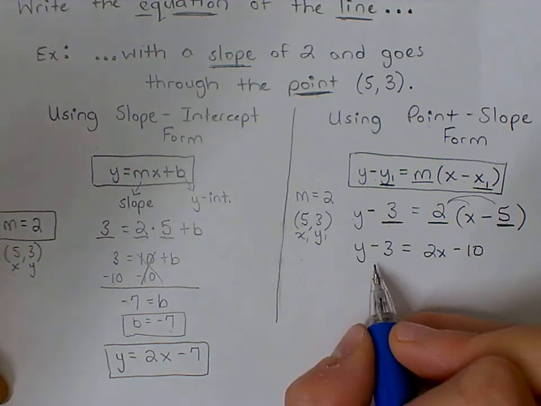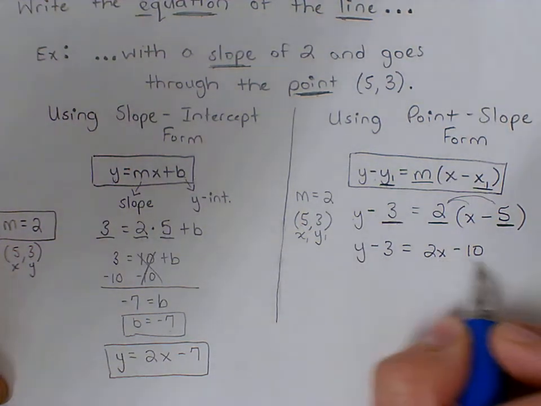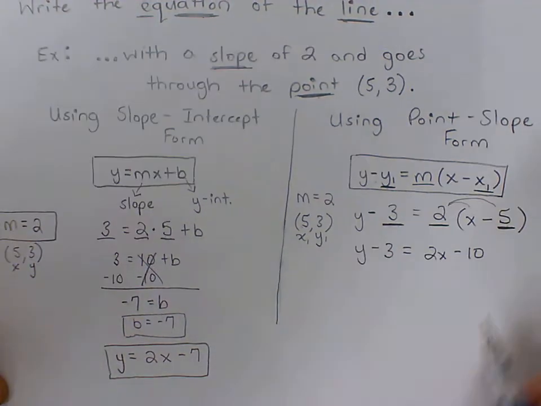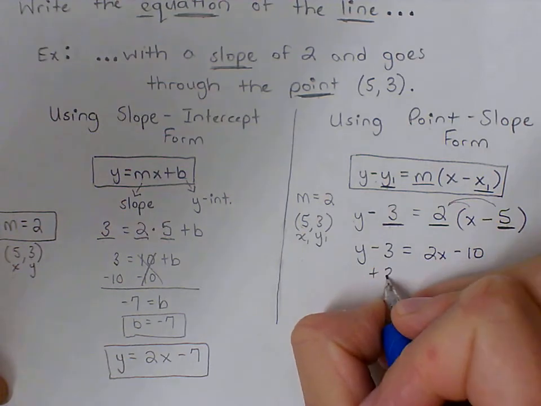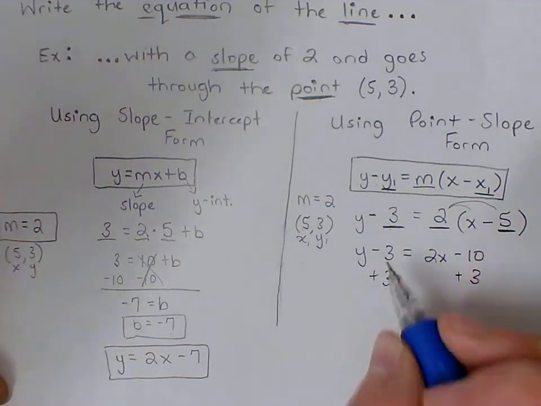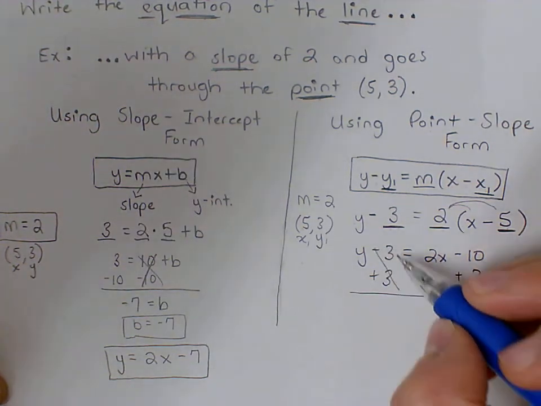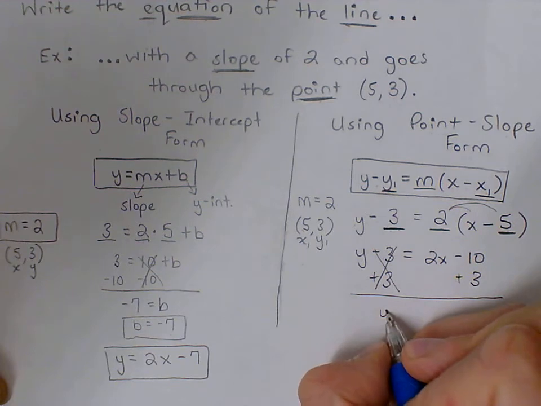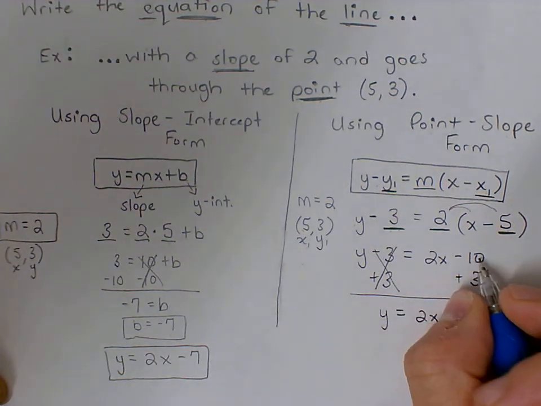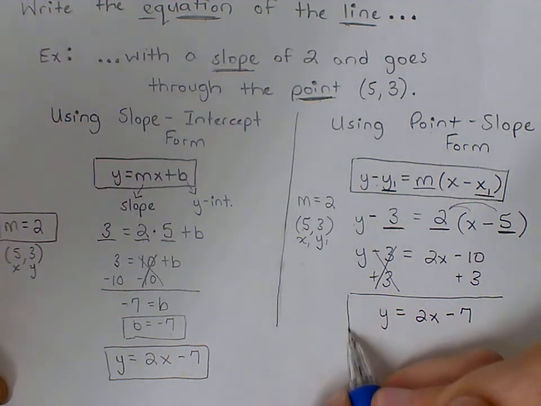Okay, and notice the y has to be by itself, so after I simplify, I'm going to have to move this -3 to the other side. So you do the opposite, so instead of subtracting 3, I'm going to add 3, and then I have to do that to both sides of my equal sign. And so -3 plus 3 is 0, and so the y is by itself. And then my 2x comes down, and then -10 plus 3 is -7.